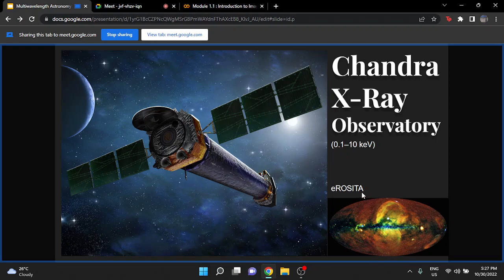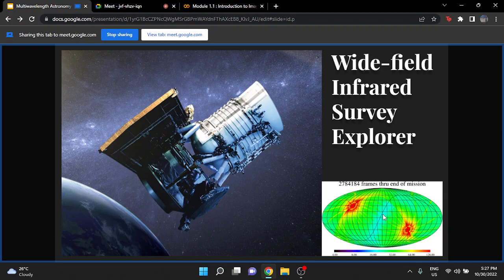So Chandra X-ray Observatory as such didn't do an all-sky survey. But eROSITA, which is another X-ray observatory, did do an all-sky survey, and in the bottom right, I've shown the 2D projection of the X-ray sky. So moving to the next.